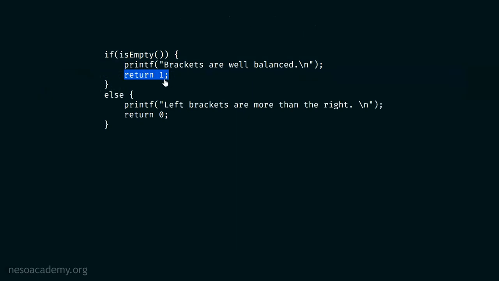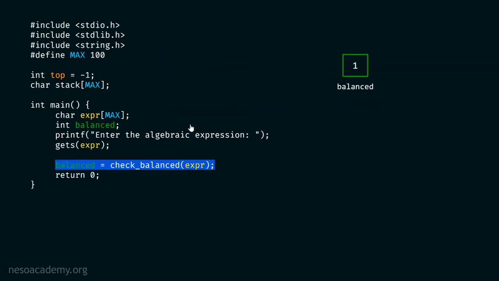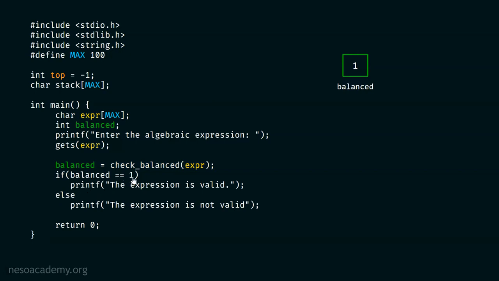Of course, after this, we'll get this message, that is, brackets are well balanced. We know that we must return 1 from the function, which means that main function will receive 1. And this means that this balanced variable will receive 1. And now we will check this condition. If balanced is 1, then print the expression is valid. Otherwise, print the expression is not valid.